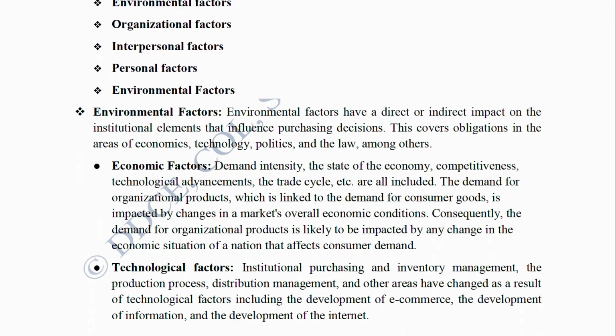The demand for organizational products, which is linked to the demand for consumer goods, is impacted by changes in a market's overall economic conditions. Consequently, the demand for organizational products is likely to be impacted by any change in the economic situation of a nation that affects consumer demand.